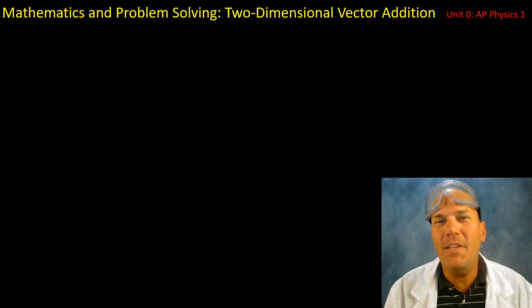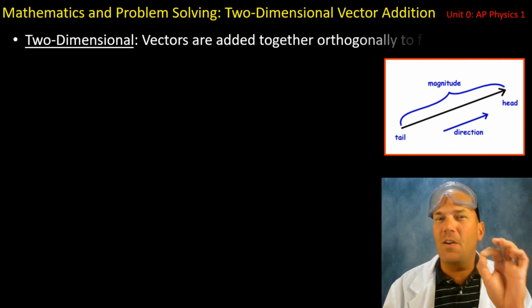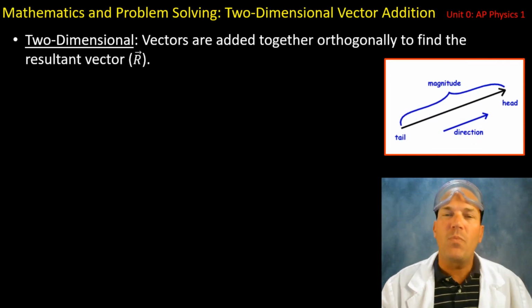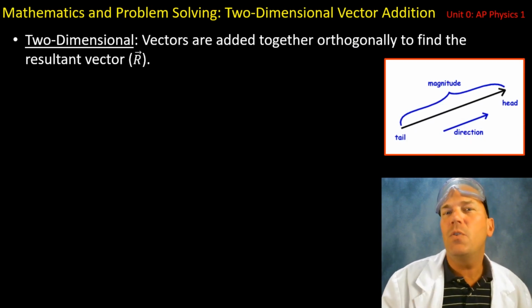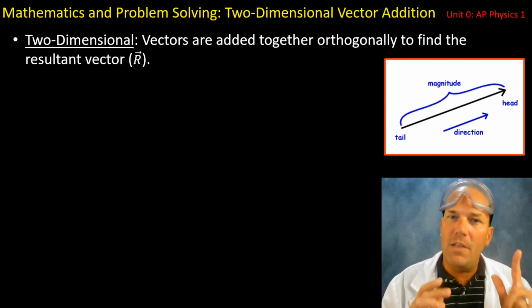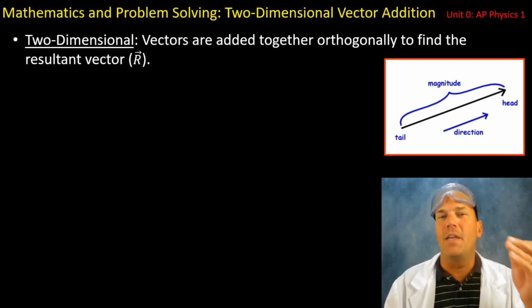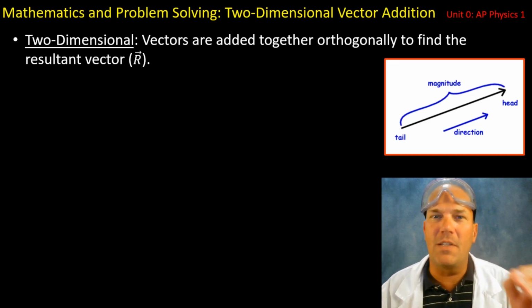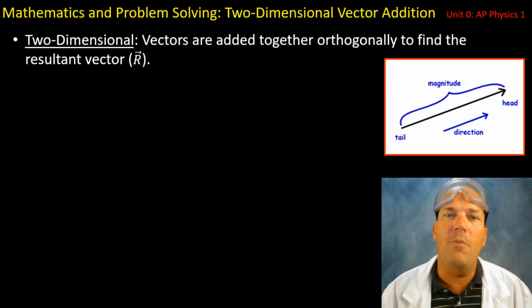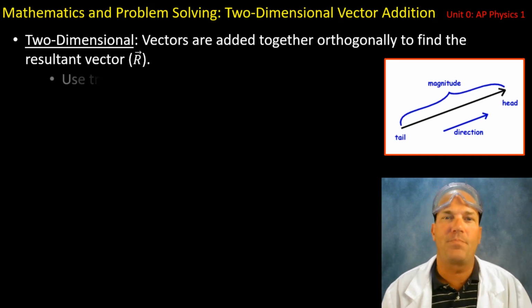In this video, I'm going to teach you how to add or subtract two-dimensional vectors. Two-dimensional vectors are vectors that are added together orthogonally. Now, orthogonal is a word that means relating to a right triangle. And when we're doing two-dimensional vector addition or subtraction, we're doing this orthogonally. This will give us the resultant vector, just as you learned about when we explored one-dimensional vector addition and subtraction.